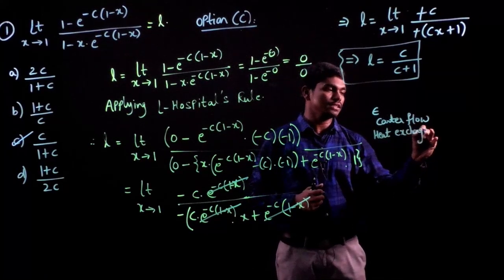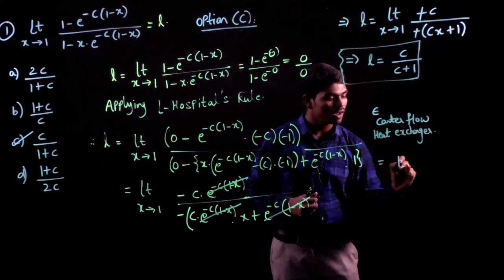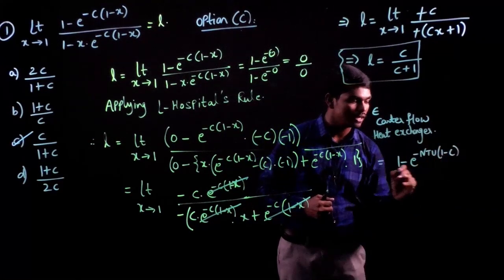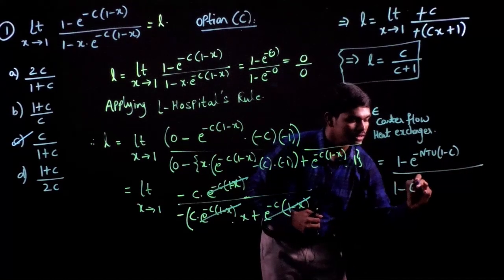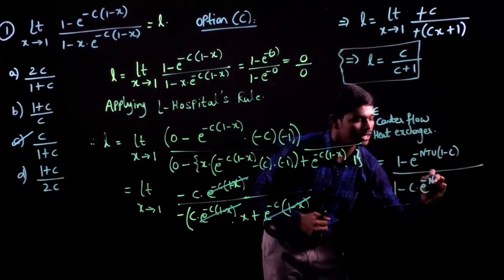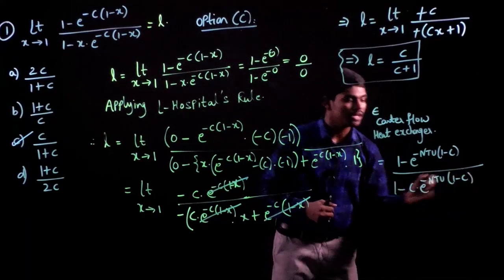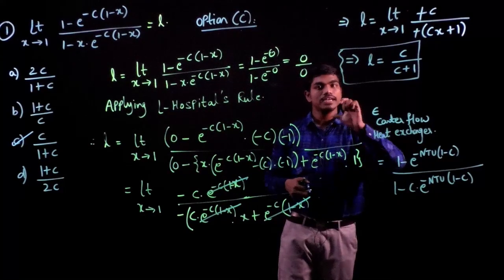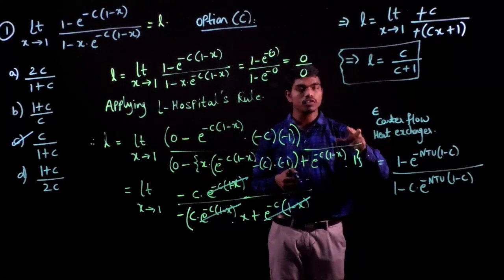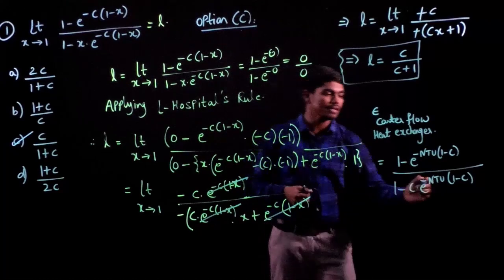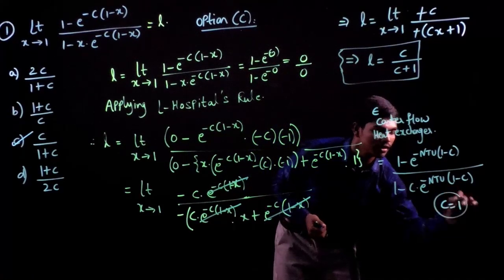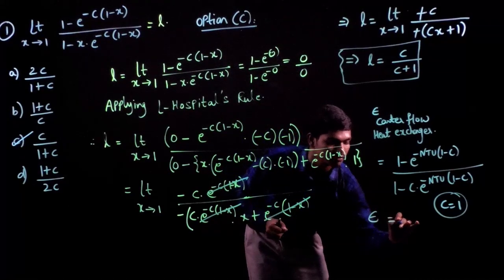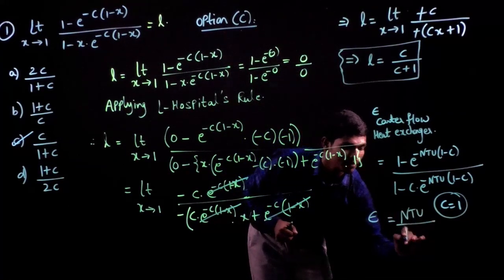The effectiveness of a counterflow heat exchanger is given by 1 minus e power minus NTU into (1 minus C), divided by 1 minus C into e power minus NTU into (1 minus C). Correct? Where C is the ratio of heat capacities. When the ratio of heat capacities of hot fluid and cold fluid is 1, that is C equal to 1, this gives 0 by 0, and in that analysis, if you remember, you get the effectiveness formula as NTU by 1 plus NTU.